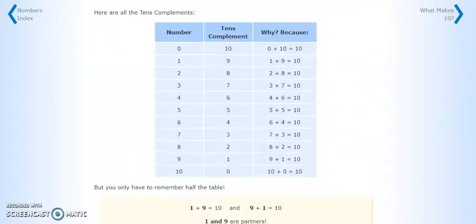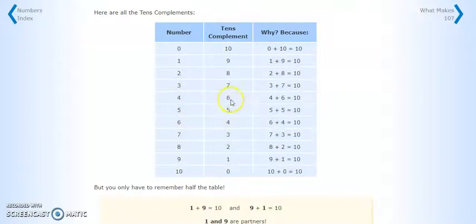Here we can start off with 0 because that is part of the friendly numbers. 0 and 10. 0 plus 10 equals 10. 1 and 9. 1 plus 9 equals 10. 2 and 8. 2 plus 8 equals 10. And as you notice, this number is increasing, but this number is decreasing, right? They all equal 10, but it's like taking one from here and moving it over here, if that makes sense.